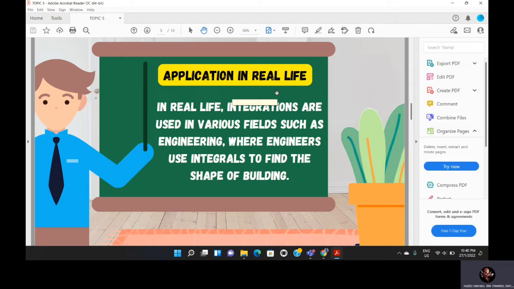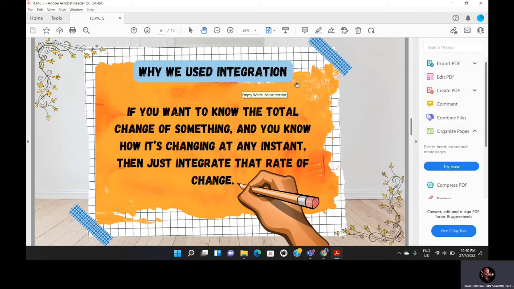Application in real life. In real life, integrations are used in various fields such as engineering, where engineers use integrals to find the shape of a building. We use integration in order to know the total change of something, and if you know how it's changing at any instant, then just integrate that rate of change.